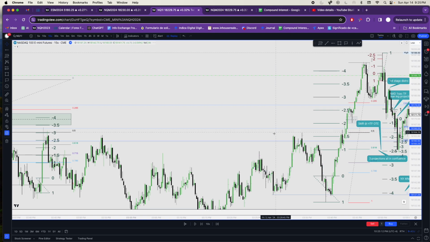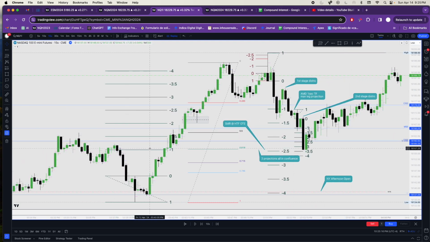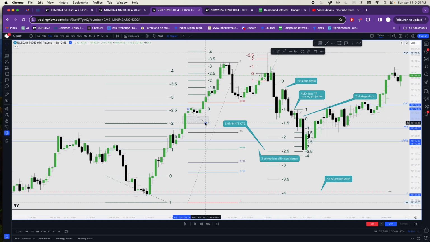What does this look like on the 15? Mm, not much, right? Let's measure this one. 2.5. We don't get that. Let's measure this one. We don't get it.